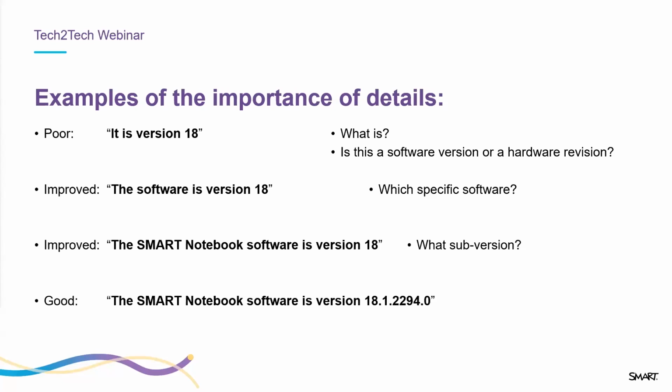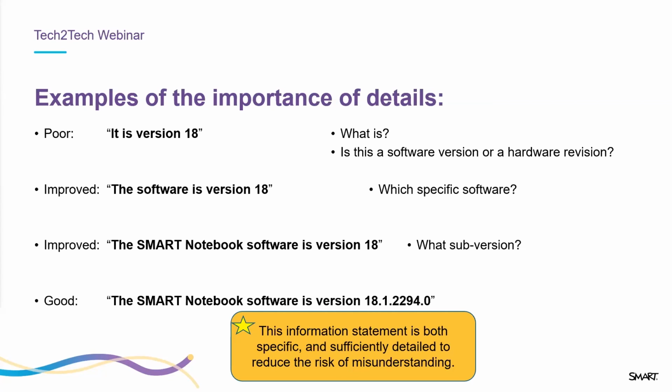So here's a really good statement. The Smart Notebook software is version 18.1.229.4.0. This is a really good statement because if you're reaching out to Smart Support, they will immediately know that this is an obsolete version, that it is more than 2 versions old. Smart supports our current versions and 2 previous versions only. And they'll be able to tell you what the current version is and where to get it. And again, this information is both specific and sufficiently detailed to reduce the risk of misunderstanding.